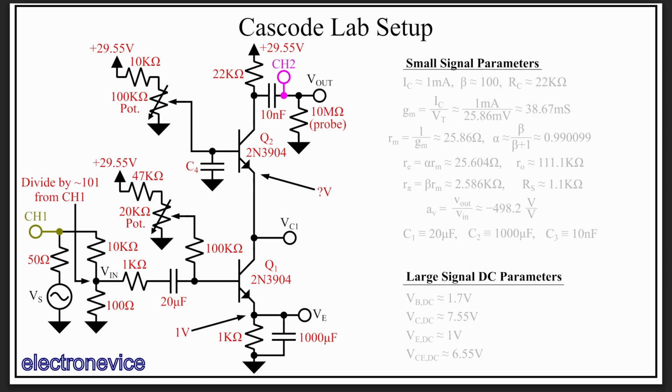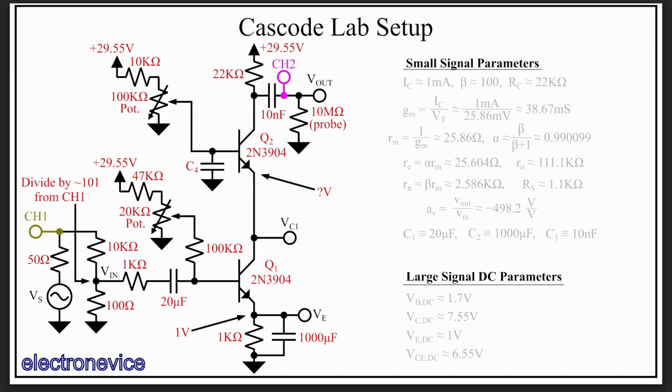So I've labeled the node between the common emitter's Q1 collector and the common base's Q2 emitter as VC1, denoting voltage of collector 1, and a question mark for the DC voltage there. You might be wondering how we determine the quiescent voltage of VC1. Fortunately, it is actually very simple.